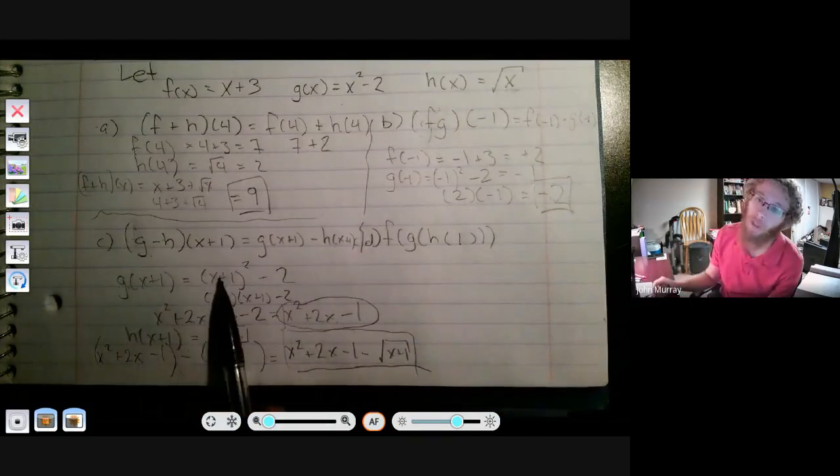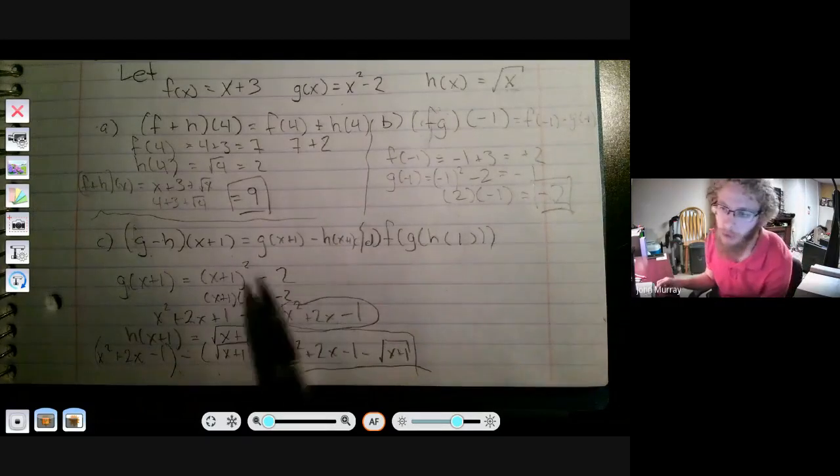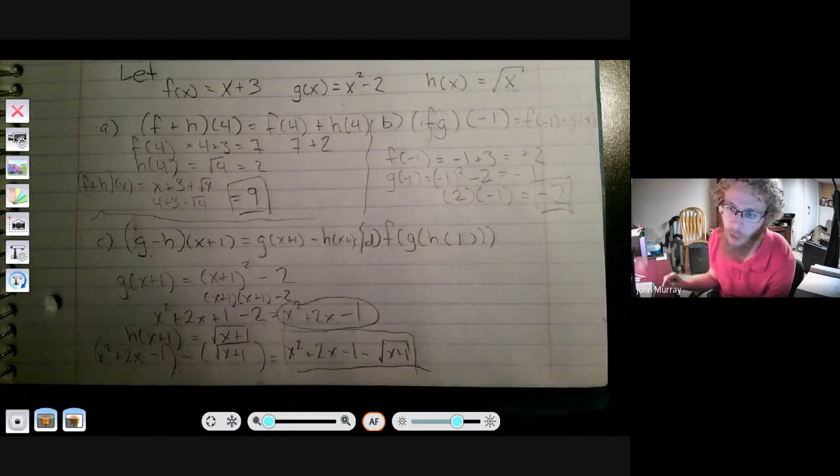Okay. If you gave me something like this, minus x square root of x plus 1, I'd give you partial credit, but it's not in the proper form. Okay, any questions about that one?